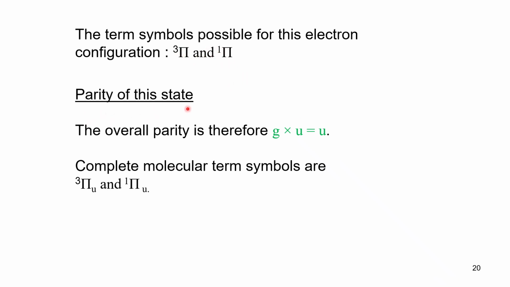The parity of this state. The overall parity is g times u equals u, because one electron is in the sigma bonding molecular orbital and another electron is in the pi bonding molecular orbital. So it has the parity of g for electron 1 and u for electron 2. Therefore, the overall parity is u. And the complete molecular term symbols are triplet pi u and singlet pi u.